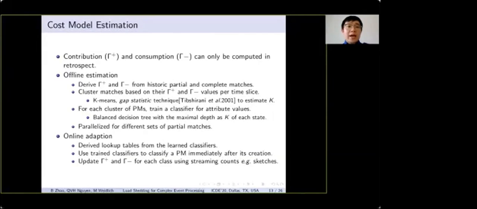However, the contribution and consumption values may change as time goes by. Therefore, we monitor and update these values by streaming counts, such as sketches. We maintain the contribution and consumption per class by a lookup table for each state.